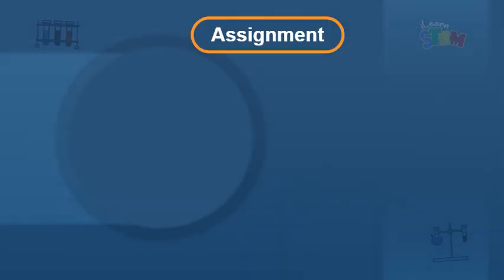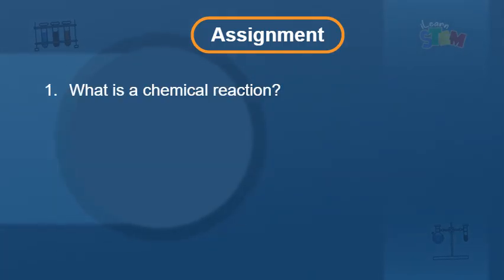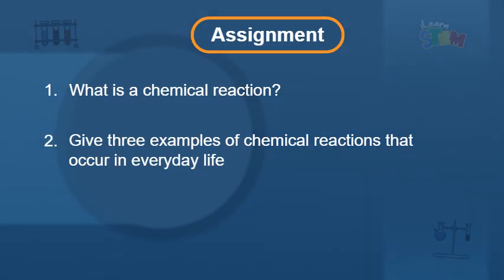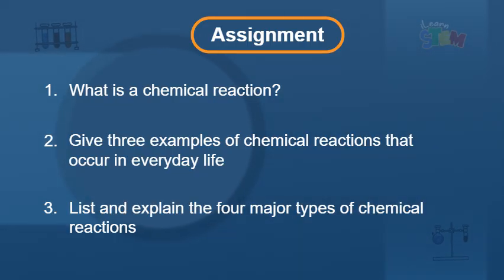Now, here are your assignments. What is a chemical reaction? Give 3 examples of chemical reactions that occur in everyday life. List and explain the 4 major types of chemical reactions.